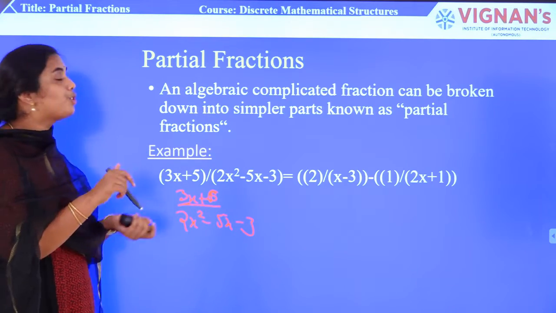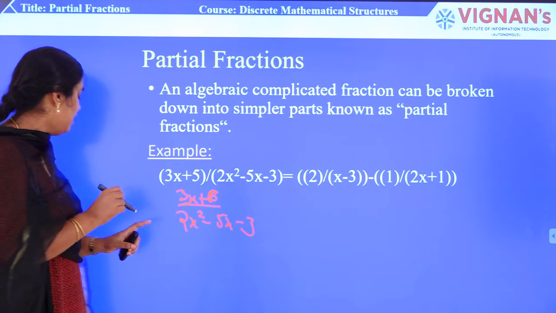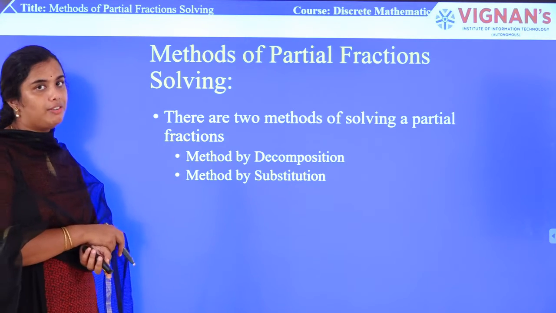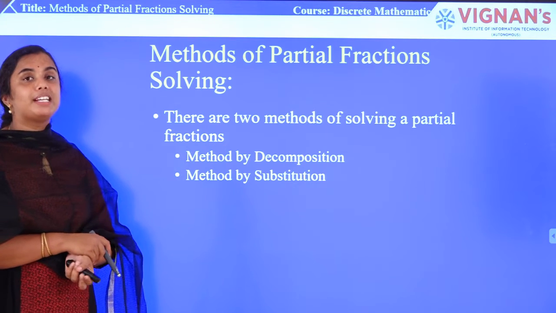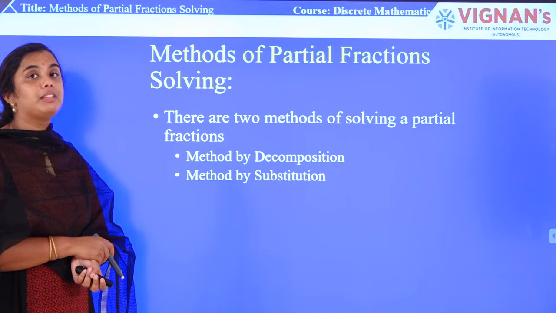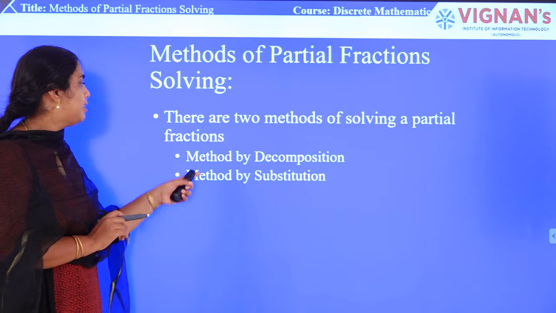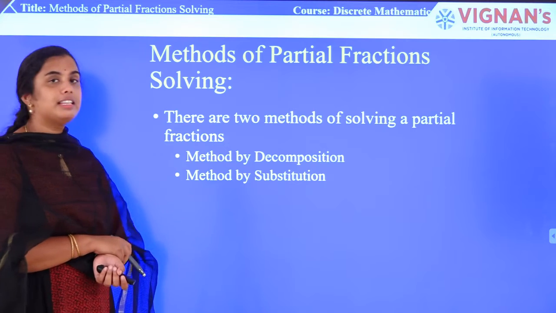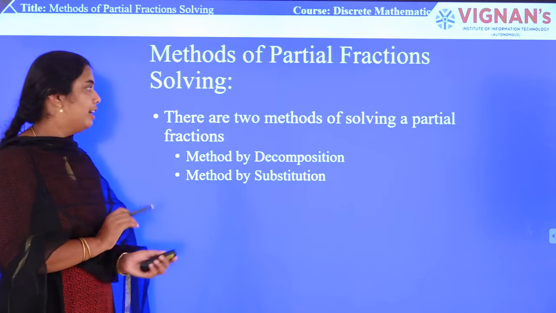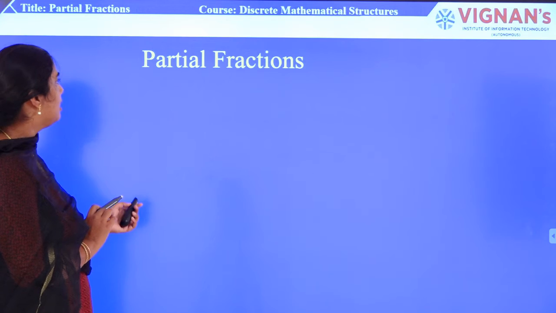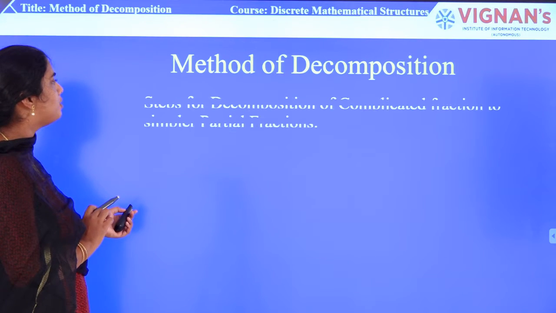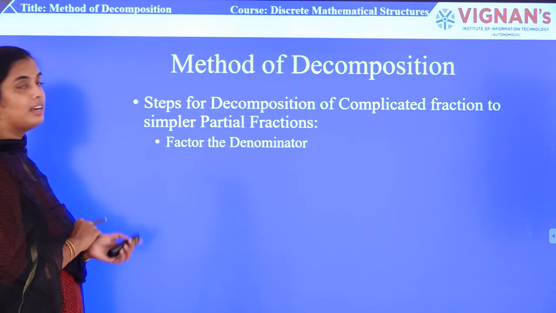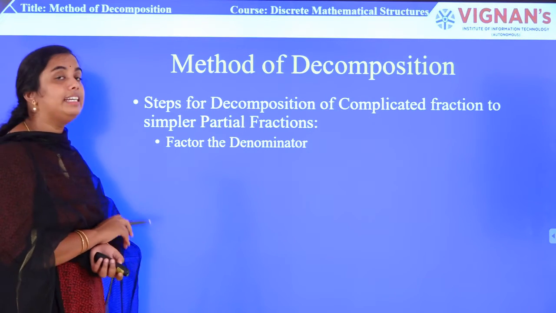So, solving such complicated expressions can be done in two ways. That is nothing but the method of partial fraction solving. There are two methods in which partial fractions can be obtained from the given complicated expression. The first one is the method of decomposition and the second one is the method of substitution. You will be seeing them one by one. So, for the method of decomposition, there are certain steps, and these are the steps.